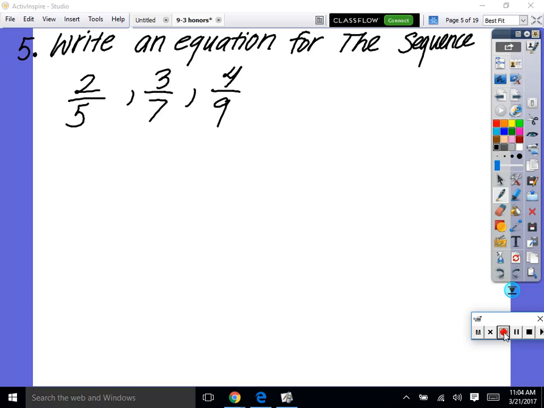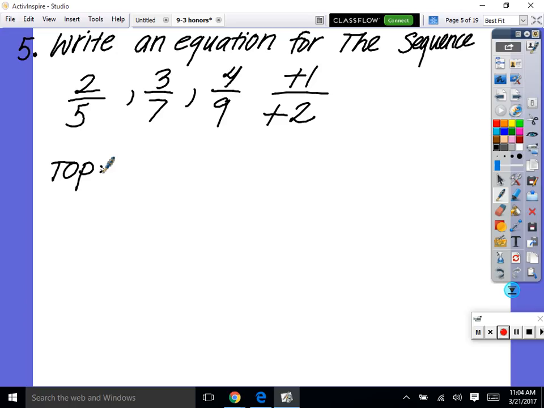Listen, what's happening? So on top, are we adding 1? Yeah. Adding 1 on top, and on bottom we're adding 2. So it's arithmetic, isn't it? So we'll think of it in sections. So the top, you'll say it's an arithmetic sequence.